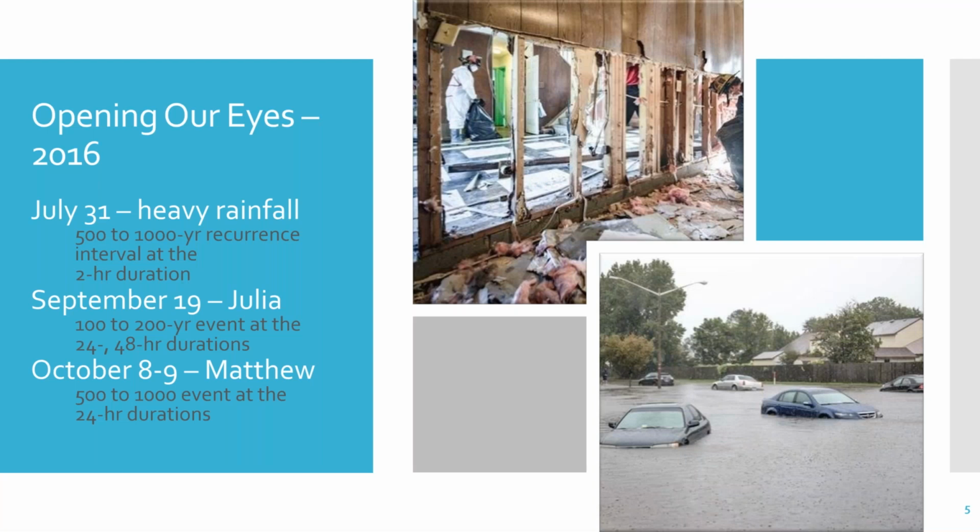So very eye-opening in 2016. We had 3 events that were very significant. We had a heavy rainfall event with between a 500 to 1,000 year occurrence in a 2-hour duration. We had Julia in September, and then Matthew in October. And we had the significant events that came up, which impacted Virginia Beach uniquely than some of our other neighboring localities. At that point in time, I worked for the city of Norfolk.